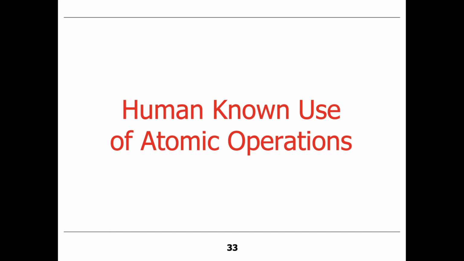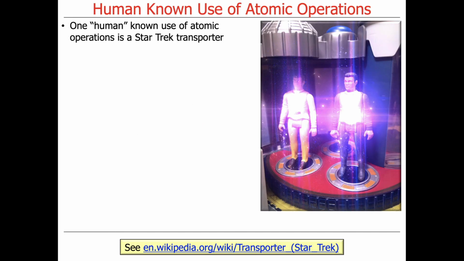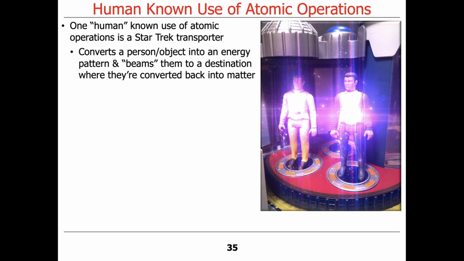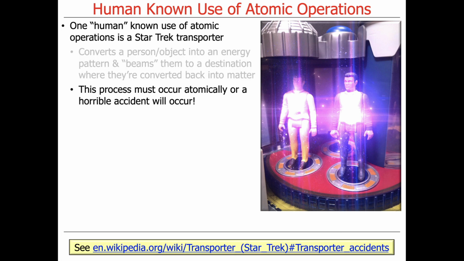So let's talk a little bit about human known uses of atomic operations. Again, this is somewhat fanciful because these aren't really things you would find in reality, but they are found in science fiction or high fantasy. One human known use of atomic operations, as I've mentioned before, is the Star Trek transporter, which converts a person or an object into an energy beam or energy pattern and then beams them to a destination where they're converted back into matter. This process clearly must occur atomically or a horrible accident will occur.